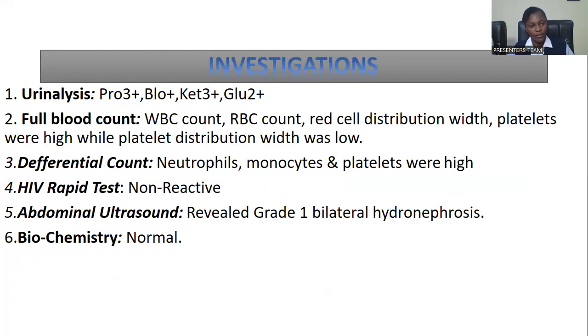Investigations done were urinalysis, proteins were 3+, blood was positive, ketones 3+, glucose 2+. A full blood count was also done, white blood cell count, red cell distribution width, platelets were high, while platelet distribution width was low. Differential count, neutrophils, monocytes, and platelets were high. HIV rapid test, patient was non-reactive. Abdominal ultrasound revealed grade 1 bilateral hydronephrosis. Biochemistry was normal.